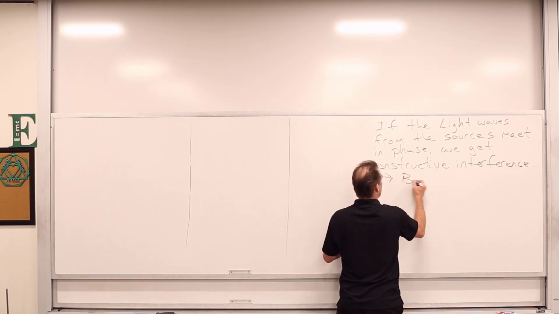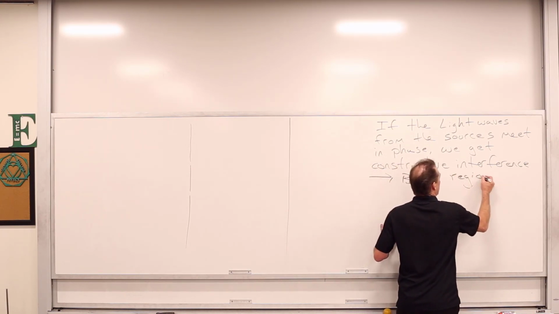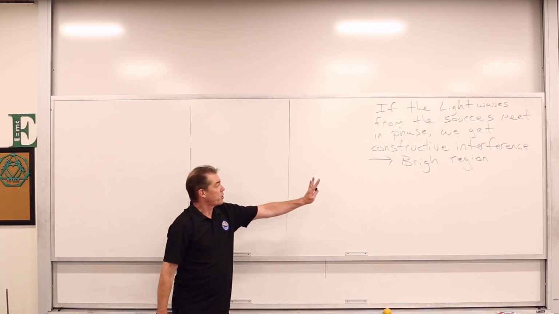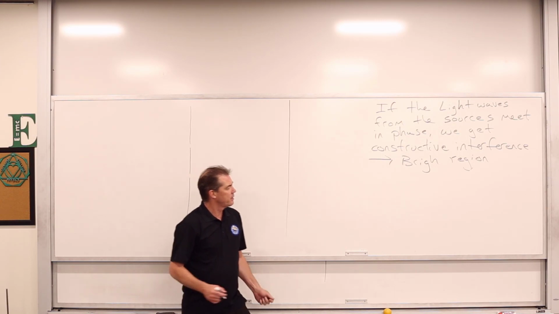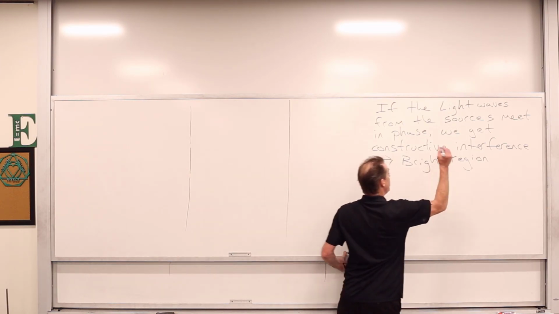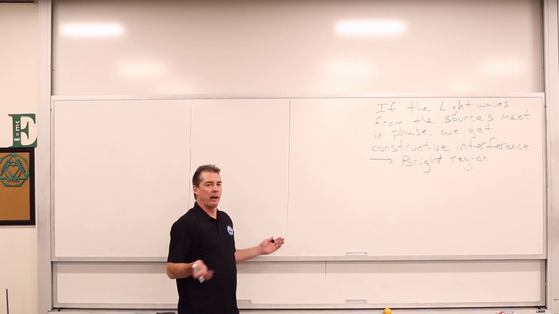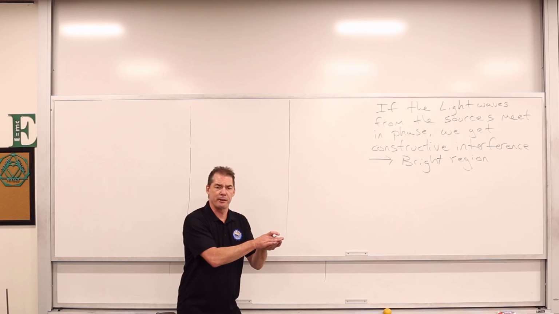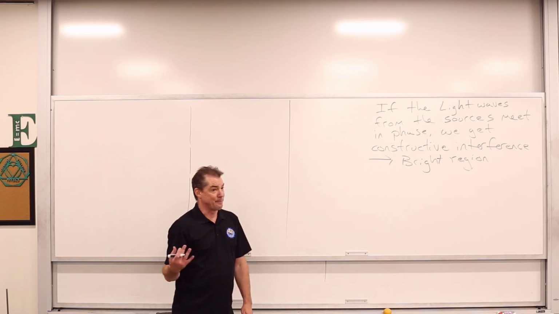Which gives us a bright region. Let's just focus on constructive interference right now and think about what that means. Well, that means that, again, if they overlap in phase with one another, peak, peak, valley, valley, anywhere in between, as long as they're in the same phase at that location, then we get ourselves a bright spot.